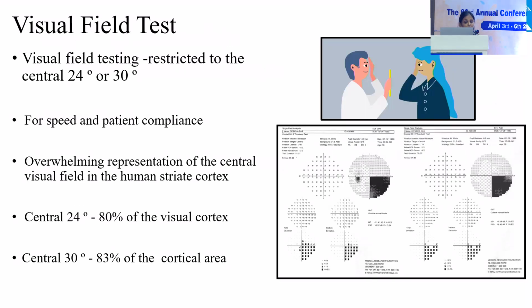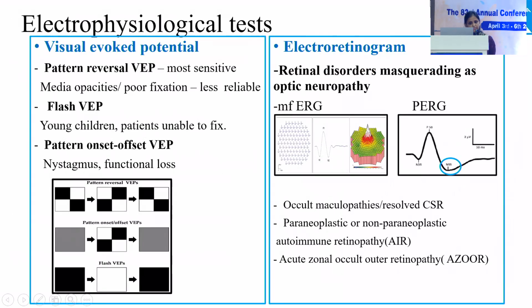Visual field testing in neuro-ophthalmology is restricted to the central 24 or 30 degrees as there is an overwhelming representation of the central visual field in the human striate cortex. VEP: pattern reversal VEP is more sensitive, but it is less reliable when the patient has media opacities or poor fixation. In young children and patients unable to fix, visual assessment can be done with flash VEP. In the presence of nystagmus and functional loss, pattern onset and offset VEP is helpful.